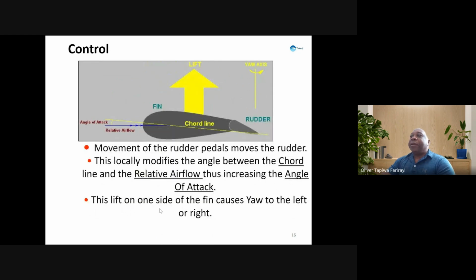Let's see what is happening aerodynamically. Movement of the rudder pedals moves the rudder. This locally modifies the angle between the chord line and the relative airflow. That's increasing the angle of attack. This lift on one side of the fin causes the yaw to the left or vice versa.